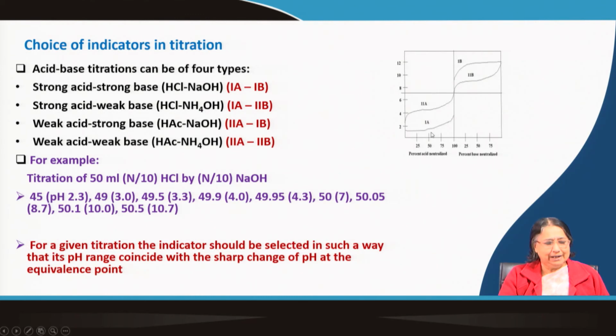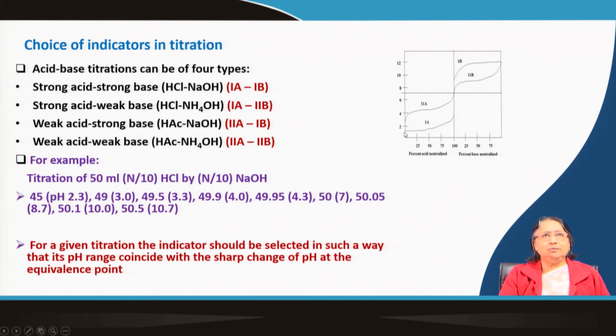So, this is 1A and this is 1B, okay. Here to here, huge jump. So, in this case where you are titrating a strong acid with a strong base, then you can choose any indicator, all indicators will fall in this range, okay. It is a huge range, right. So, you can choose any indicator, okay.